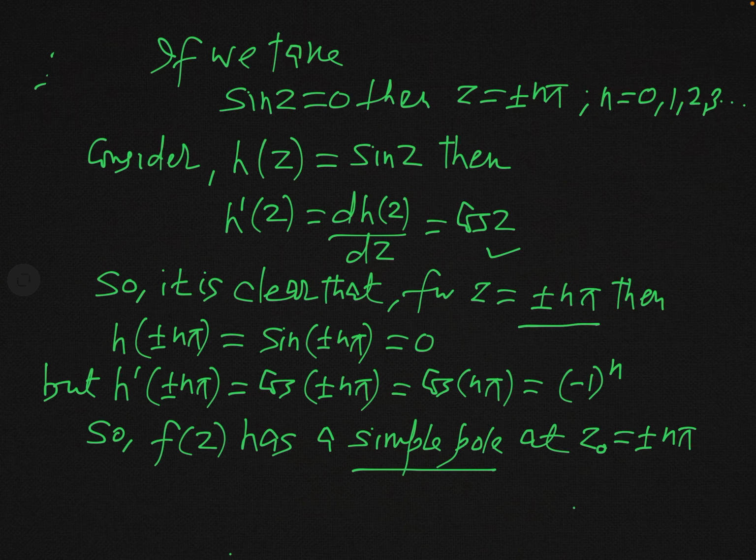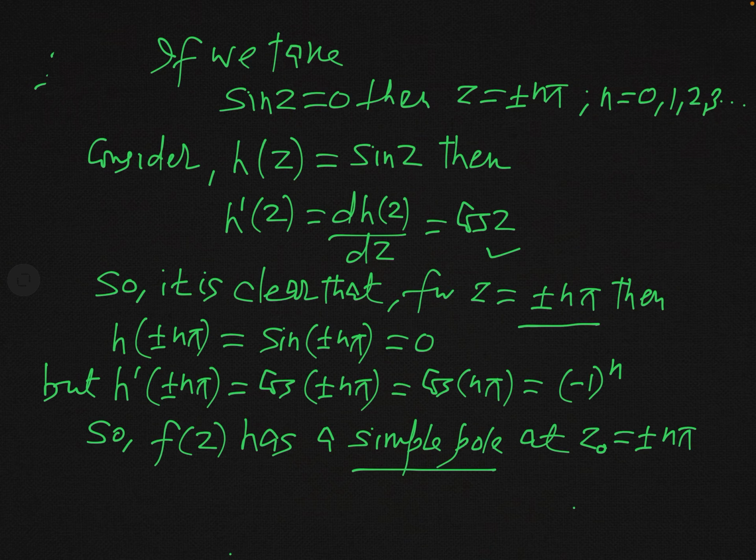When we take n equal to 1, this will be minus 1. When we take n equal to 2, this will be 1. So alternately, the value of cos n pi is 1, minus 1, again 1, again minus 1, and so on. So we can see that although h of z is 0, h dash of z is not 0. So in this condition, you have learnt in the previous lecture that this function f of z has a simple pole at this point z naught equal to plus minus n pi.